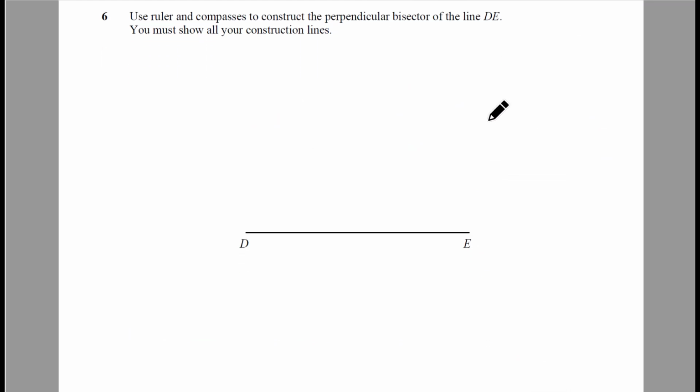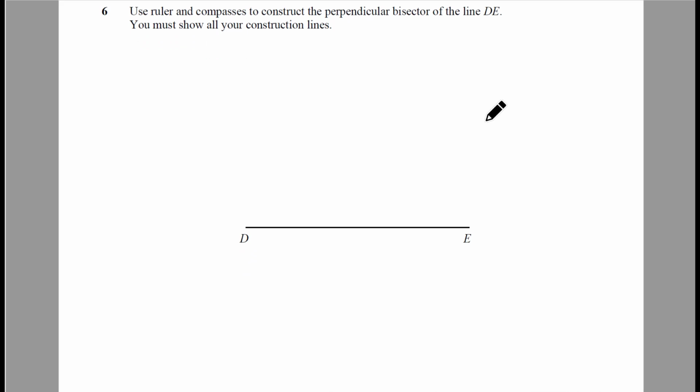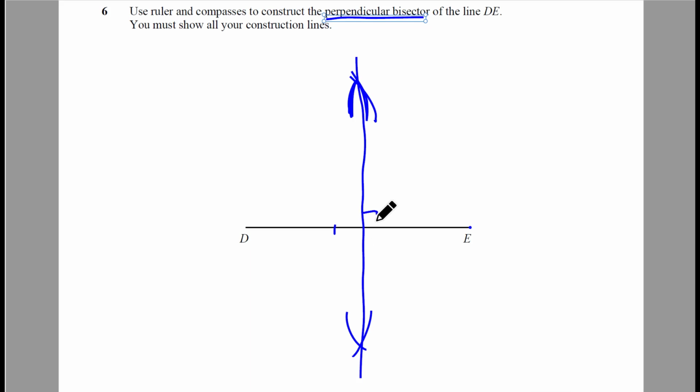Question 6, a perpendicular bisector. So when you get a question like this, you should set your compass to over halfway from this point, and you'll get a mark. When you set your compass over halfway, you'll get an arc here. Do the same on the other side, and you'll get another arc from D. It'll be like that essentially, and then you draw a straight line through your arcs, and that will give you a perpendicular bisector. You get a mark for these construction arcs.